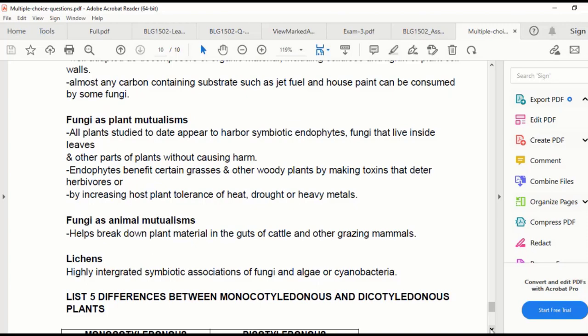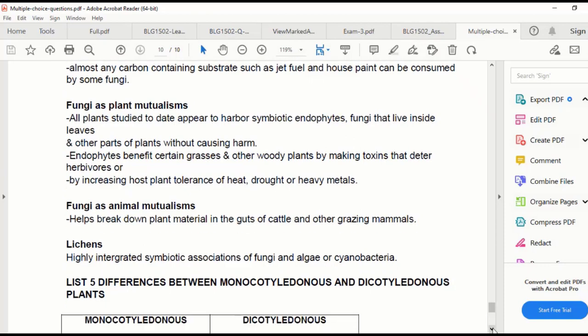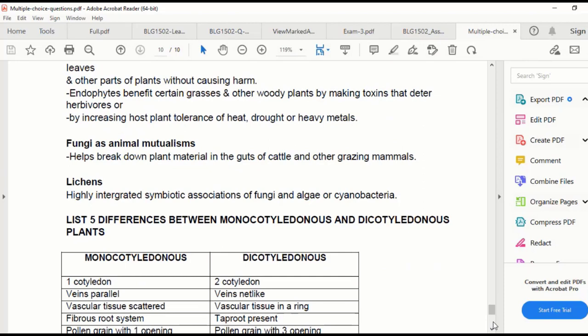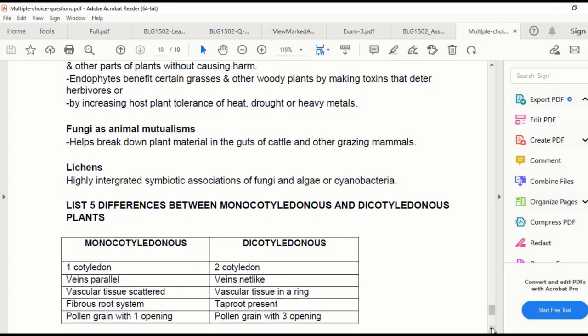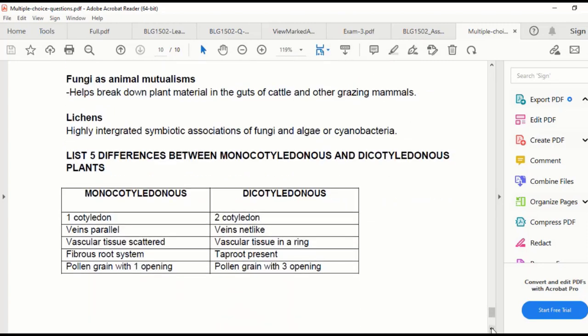List five differences between monocotyledonous and dicotyledonous plants. Remember this, it is also in your tutorial letter. If you look at your tutorial letter, you'll find this question is there on your first assignment that you did this year. Unless I'm mixing groups, or I'm confusing you with last year's group, but I'm sure if you check in your tutorial letter, you'll also find this question. In the mono there's one cotyledon, in the dico two cotyledons.